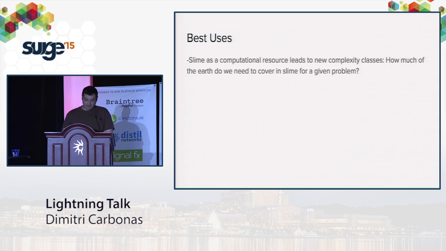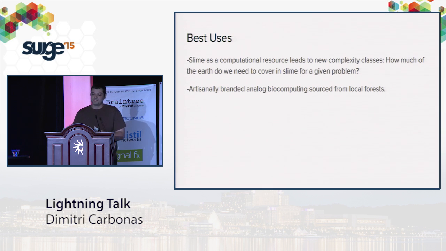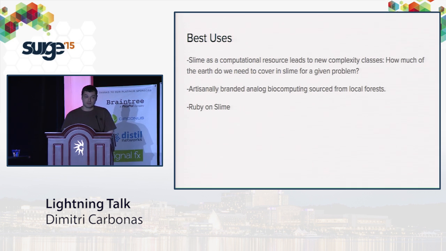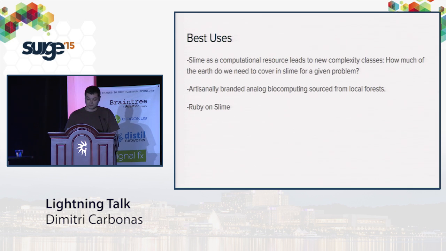You might ask a question like, how many continents have to be engulfed in slime to solve for the clique problem on 1 million nodes? I find that this usually results in very productive conversations. If we don't have access to very good computing, we can always market it as artisanally branded, all-natural, analog biocomputing, slow computing, sourced from local forests. And I suggest we produce a Ruby on Slime project. I think we can get a lot of people on board on the slime mold revolution because there's always the tagline, because you're already using Ruby.